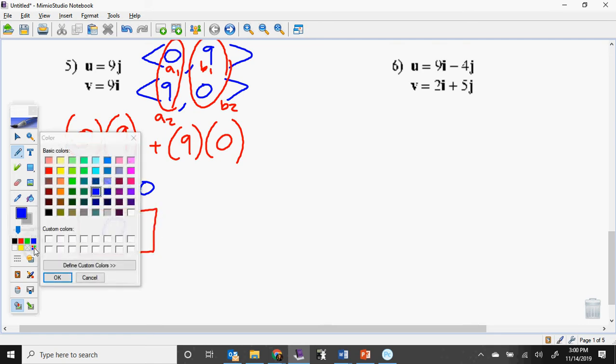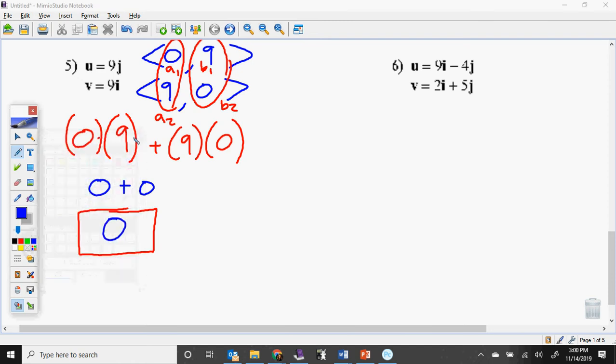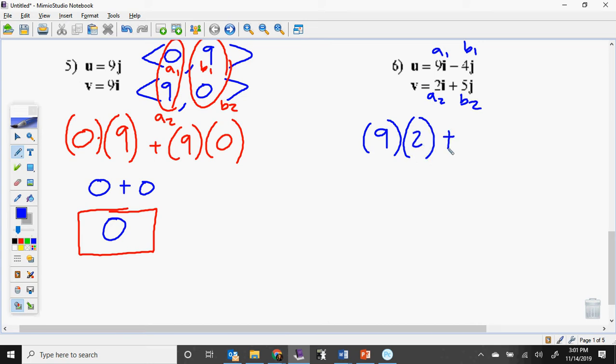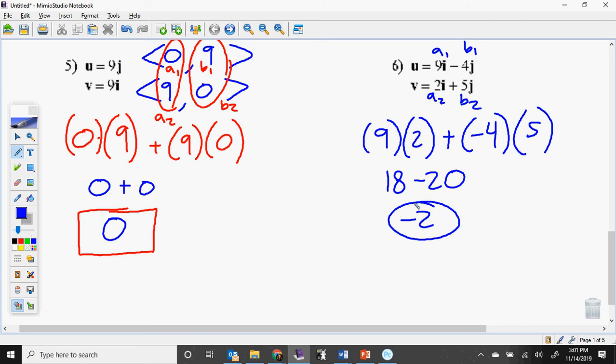I don't have to actually change them to component form, and I'm not going to bother here, because I know here's my A1, here's my A2, there's my B1, there's my B2. I'm going to multiply my two A's together, multiply the two B's together. 9 times 2 is 18. Negative times positive is going to be negative, so plus a minus, or minus. 4 times 5, 20, and that should give me negative 2.